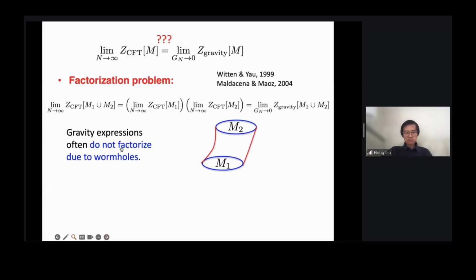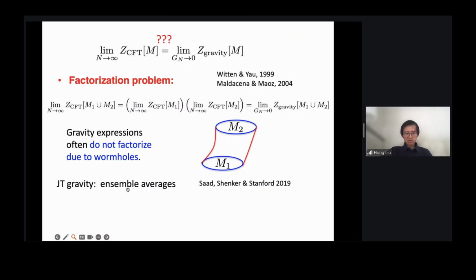But in general, the gravitational expression does not factorize due to wormholes. So you can have wormholes connecting things on the gravity side. You can have solutions with M1 and M2 as boundaries, but the full bulk spacetime is connected. Okay, so when you have such a connected spacetime between the two disjoint boundaries, then the gravity expression does not factorize. And so this poses a problem, and it means that the left-hand side cannot be equal to the right-hand side.